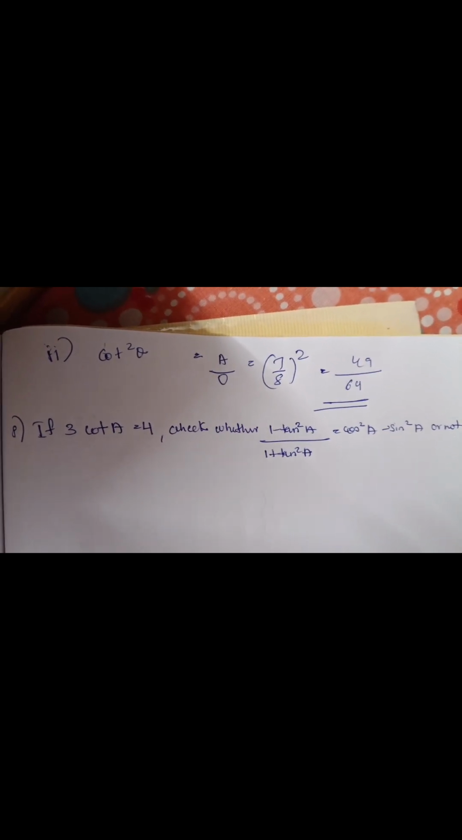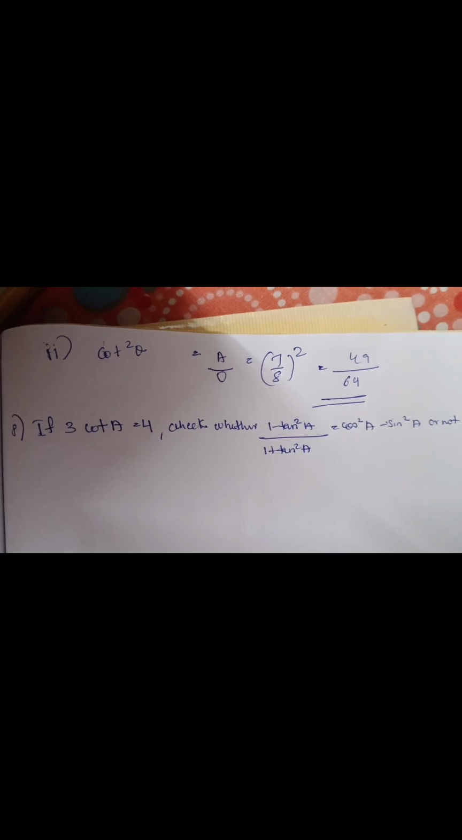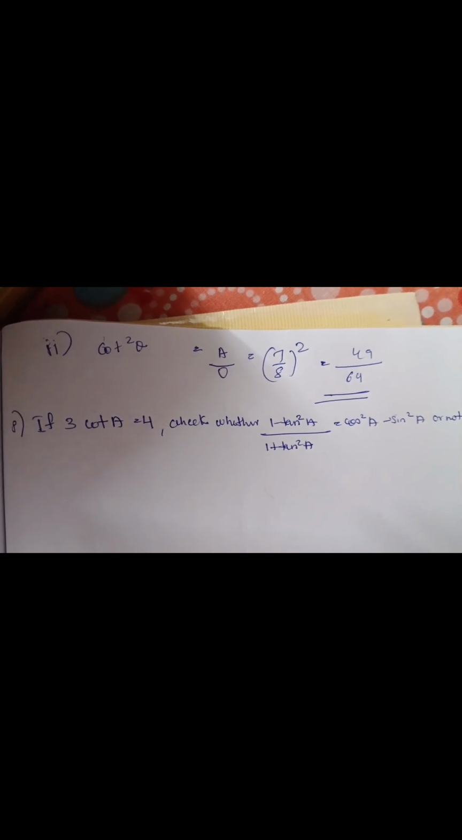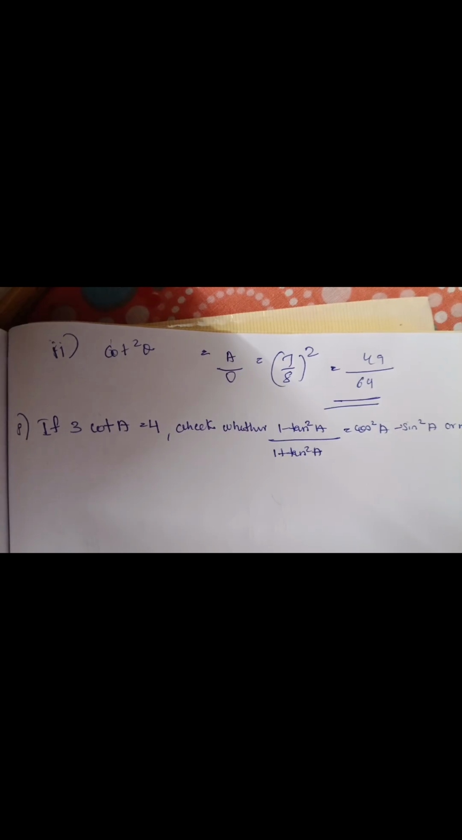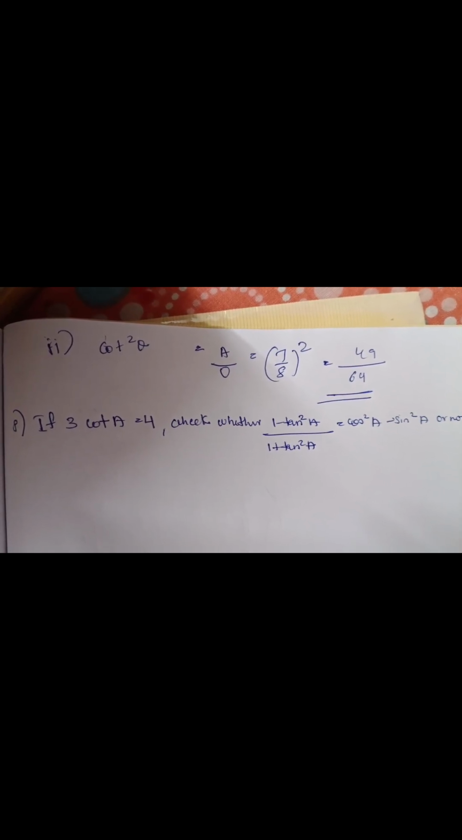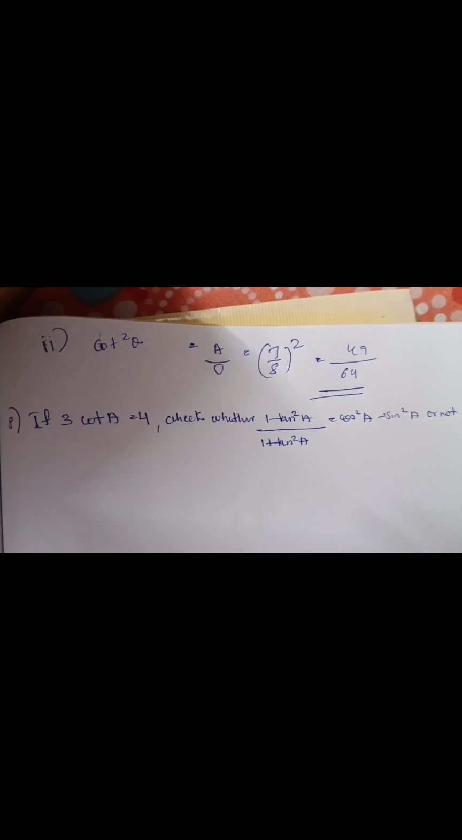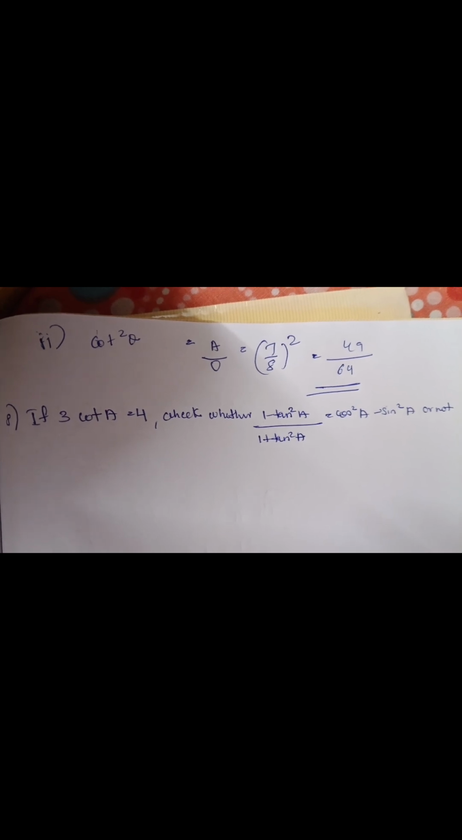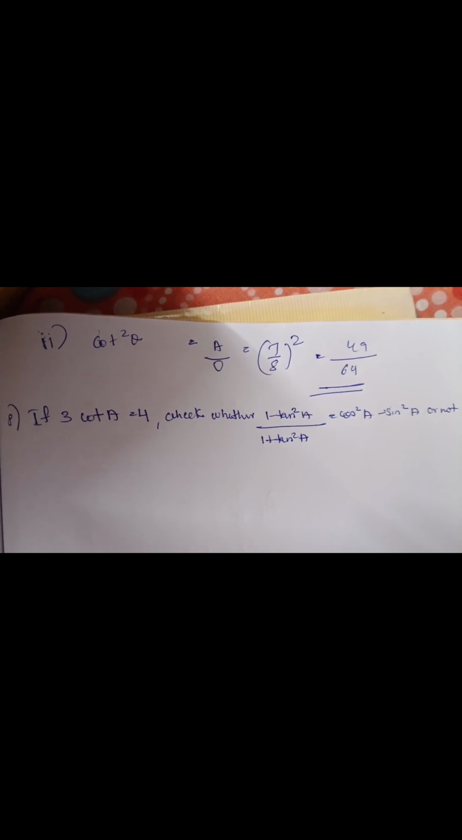This is our 8th question. If 3 cot A equals 4, check whether 1 minus tan square A by 1 plus tan square A is equal to cos square A minus sin square A or not. This question may look a little bit long for you, but trust me, this is a very simple one to tackle. We have to simply solve the left hand side and right hand side and check whether both of them give the same value.